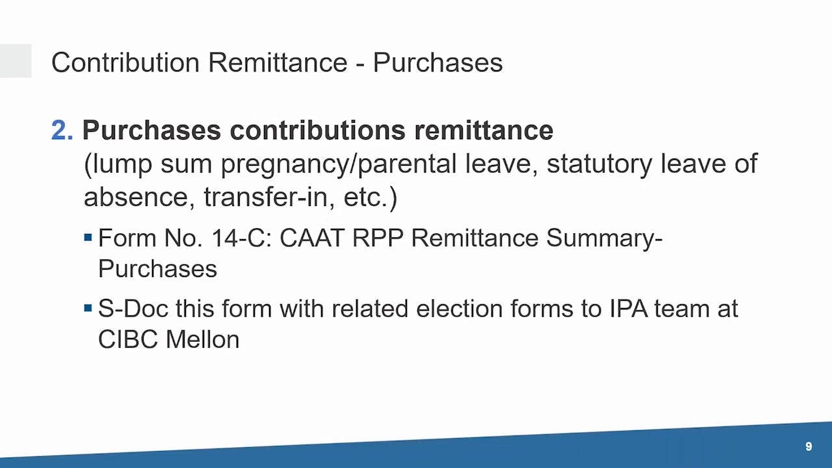The second part of the remittance process relates to contributions for pension purchases. The appropriate form to use for RPP pension purchase remittance is Form 14C. On our website, you will also see Form number 20C, which is CAT RCA Remittance Summary for Purchase Service. That is not applicable here. We ask that you SDoc this form along with related election form to the Investment Pension Accounting Team at CIBC Mellon. The link to the SDoc is on the form at the bottom.